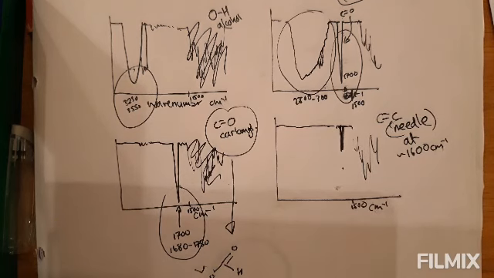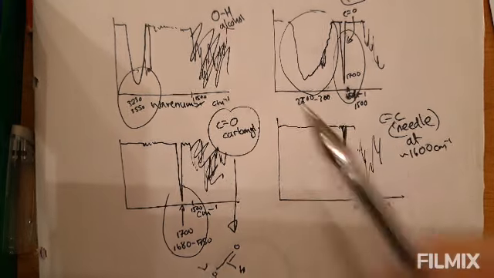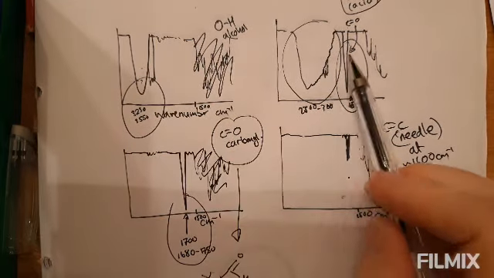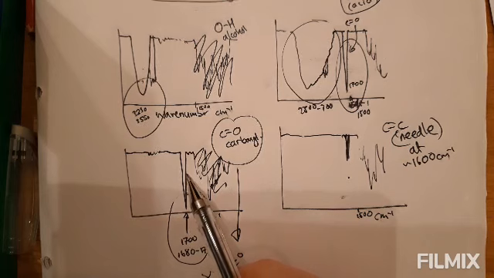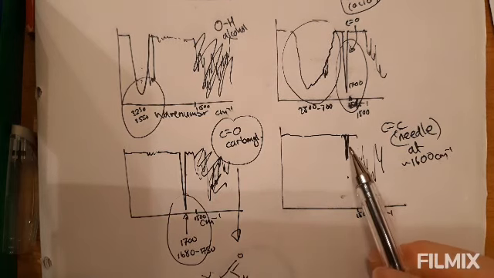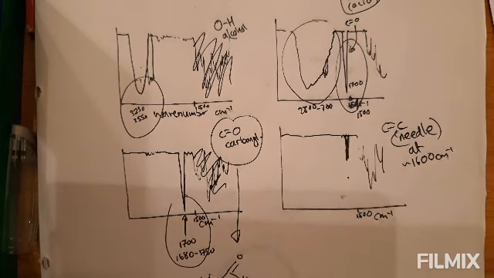All right, so for me, these are the four main peaks. We've got the broad finger alcohol. We've got this, which is a carboxylic acid. We've got a carbonyl peak, and we've got a needle at 1600.